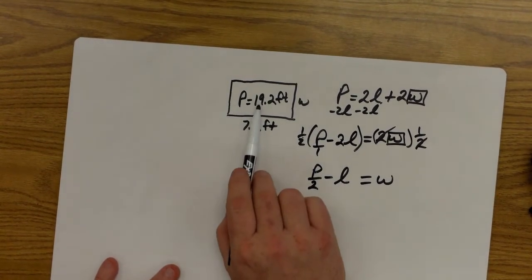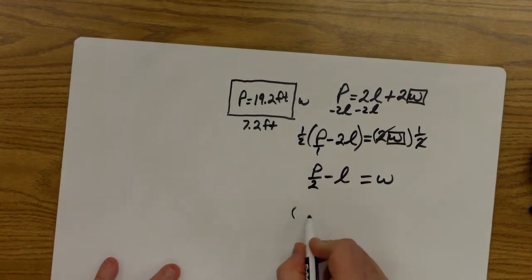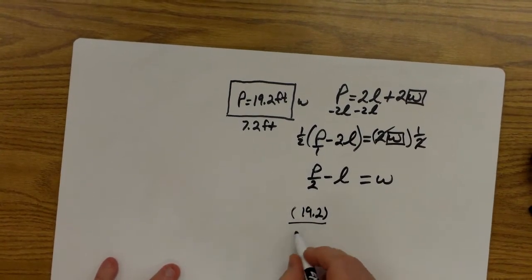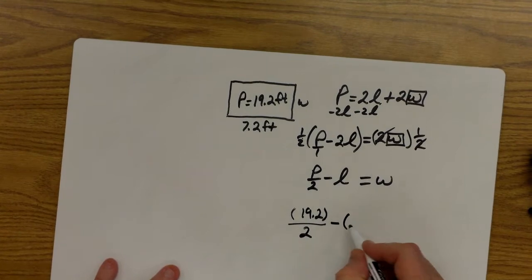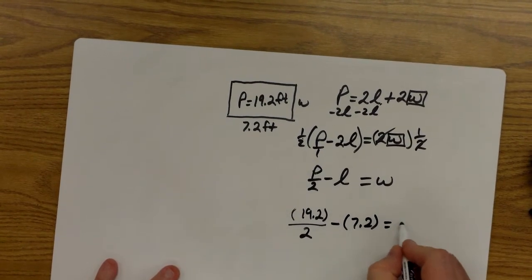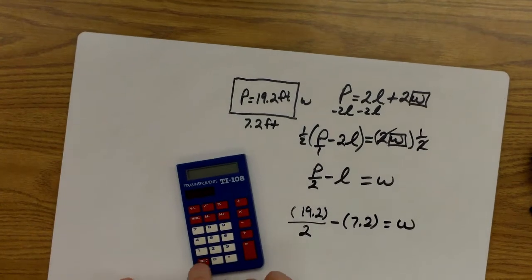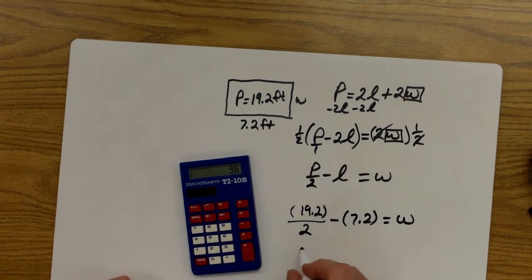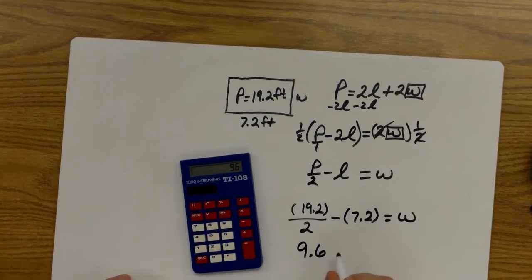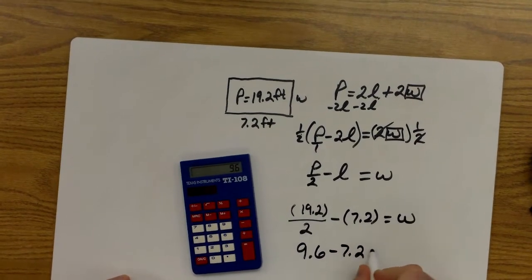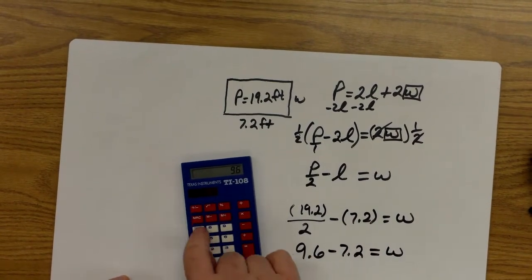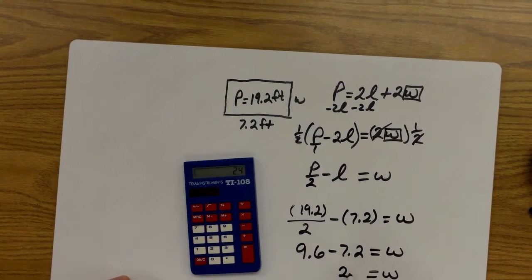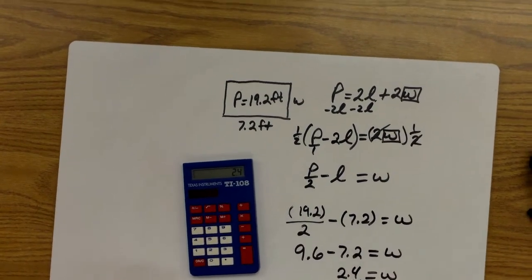All I have to do now is substitute these numbers in. So in place of P, I'm going to substitute 19.2, and notice that I'm putting it all in parentheses, over 2, and then from that I'm going to subtract 7.2, and that should equal my W. So make sure you use a calculator. 19.2 divided by 2 gives us 9.6, minus 7.2 is equal to W, and now my width would equal 2.4, and that would be in feet.